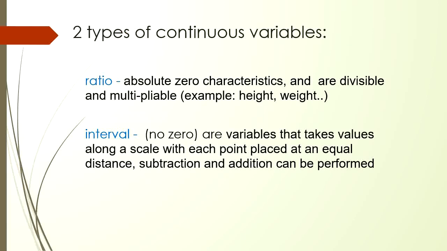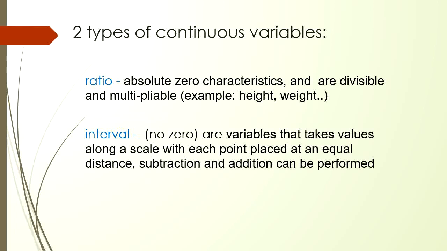Continuous variables that have absolute zero characteristics, and are divisible and multipliable, are known as ratio variables. For example, because weight is a ratio variable, a weight of 4 grams is twice as heavy as a weight of 2 grams. As well, zero weight can be the starting point.